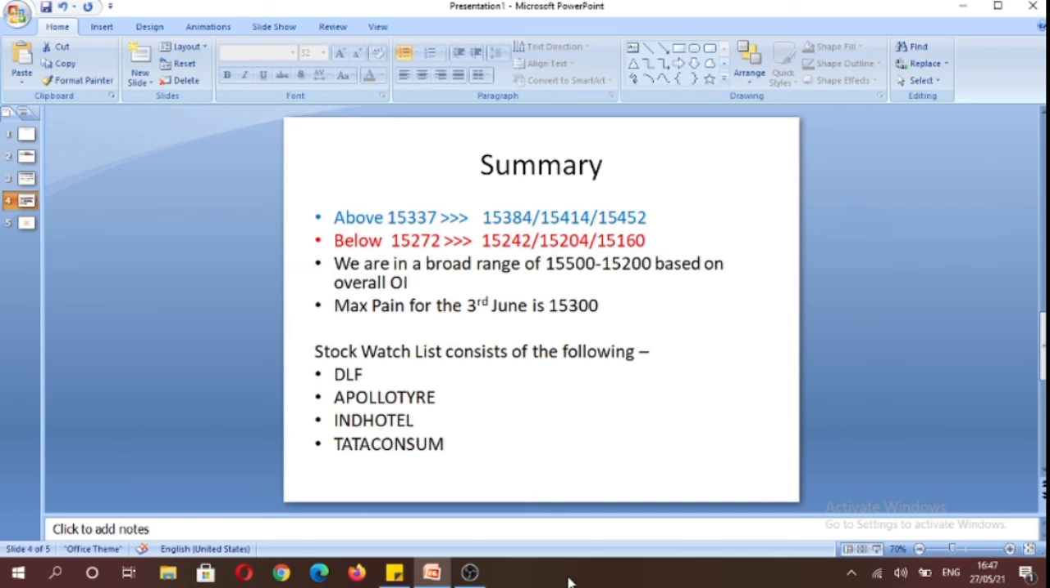And our neutral stock watch list for tomorrow comprises DLF, Apollo Tyre, Indian Hotels, and Tata Consumer. We will look for positions if either side of today's range breaks, else we'll not be making any trades.